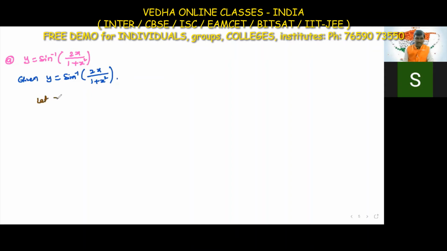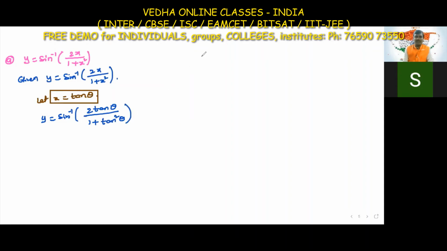Let me take x equals tan theta. Most of the times we take tan, but other functions like sine and cos can also be taken. So if you substitute tan in place of x, then what do we get? y equals sine inverse of 2 into x, meaning tan theta, divided by 1 plus x square, that is tan square theta.